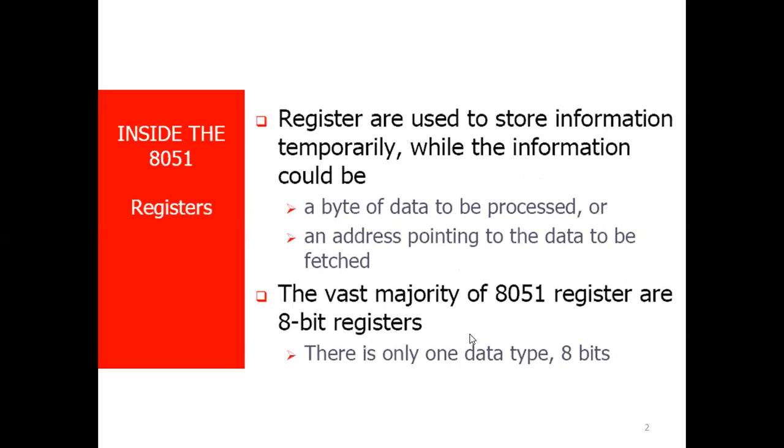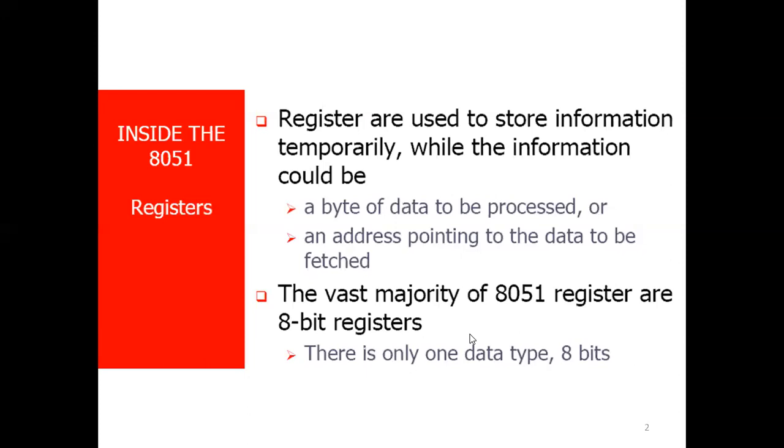Now, inside the 8051 registers. In the CPU, the registers are used to store information temporarily, and the information can be a byte. So we can access or process a byte, 1 byte at a time. The vast majority of the 8051 registers are 8-bit registers, and an 8-bit register can handle only one data type, that is 8-bit.